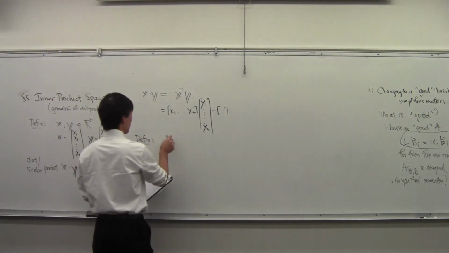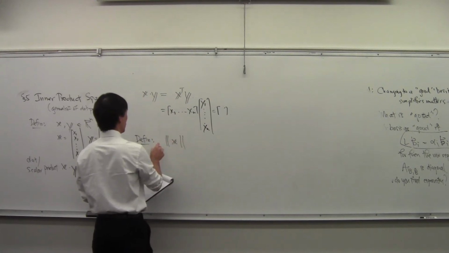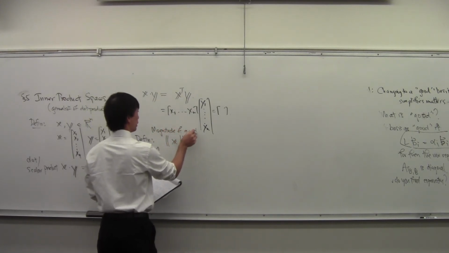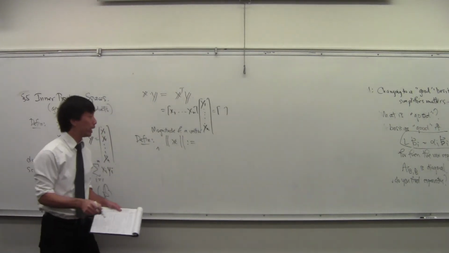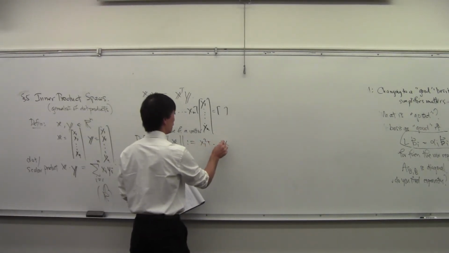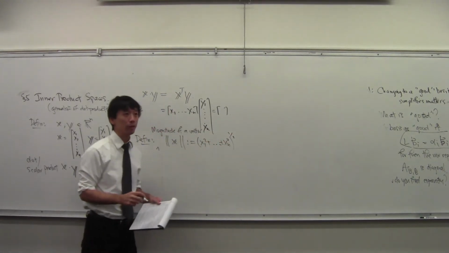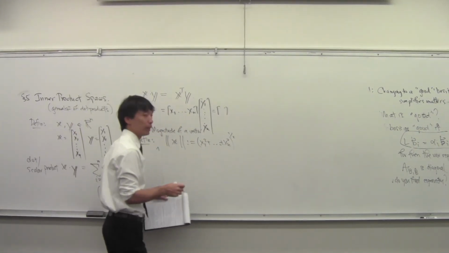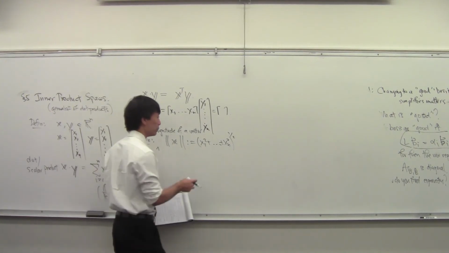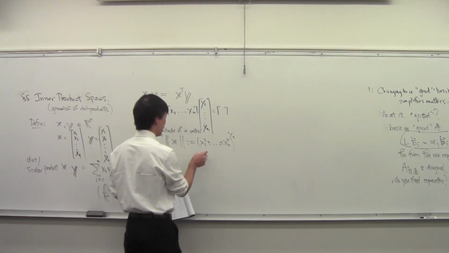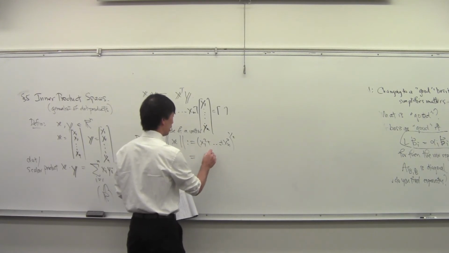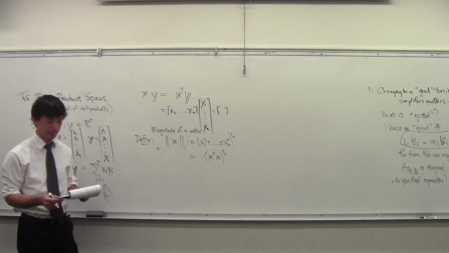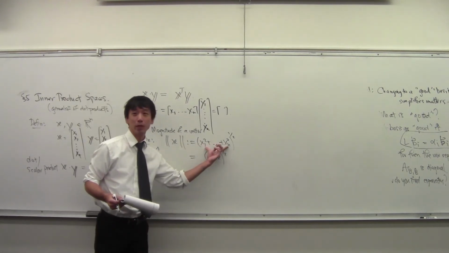Remember what the magnitude of a vector is. The magnitude of a vector is defined as x1 squared plus up to xn squared, to the one half power. You take the sum of the squares of the components, everything to the one half power. It's just an extension of what you do in two or three dimensions. And that's the same thing as taking the dot product of the vector against itself and then taking the one half power, because this thing here is the dot product of the vector against itself.